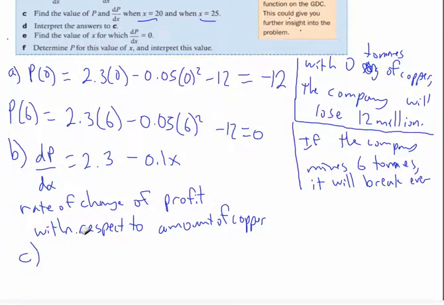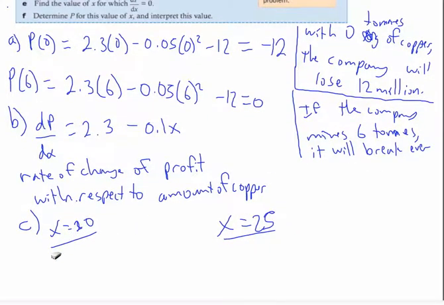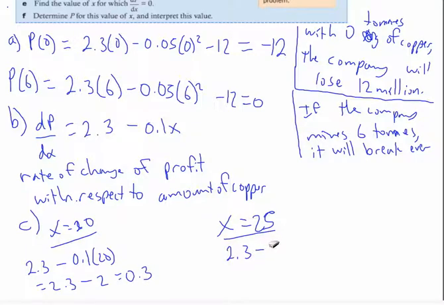Okay. So part C, find dP by dx when x equals 20 and when x equals 25. If x equals 20, we're going to have 2.3 minus 0.1 times 20, which equals 2.3 minus 2, which equals 0.3. Do the same thing for x equals 25: 2.3 minus 0.1 times 25, which equals 2.3 minus 2.5, which equals negative 0.2.